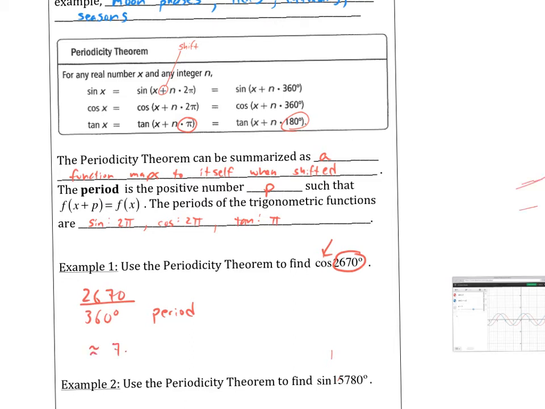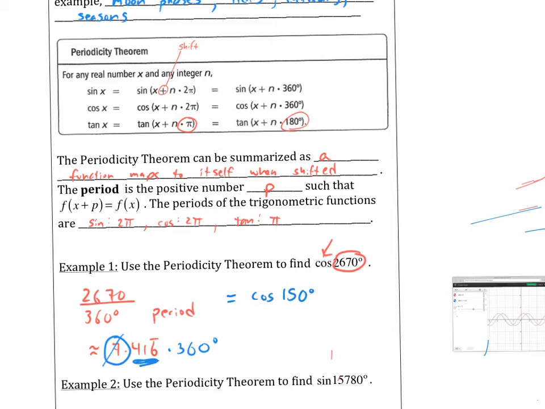So we get 7.416, etc. Now, when we're doing this, because it wraps around itself 7 times, it completes the cycle 7 times, we can ignore the 7 and just focus on the decimal part of the cosine. So when we take the decimal and multiply by 360, this will give us how many degrees are left over. Now, this is equivalent to the cosine of 150 degrees. It just goes around 7 times first.